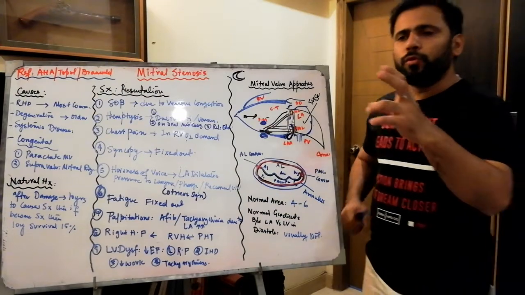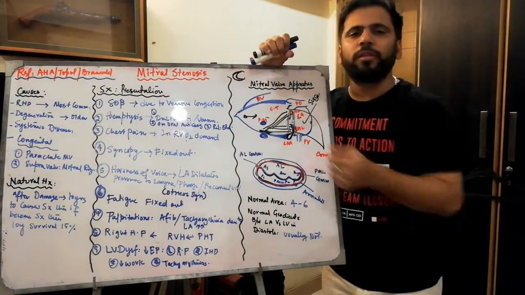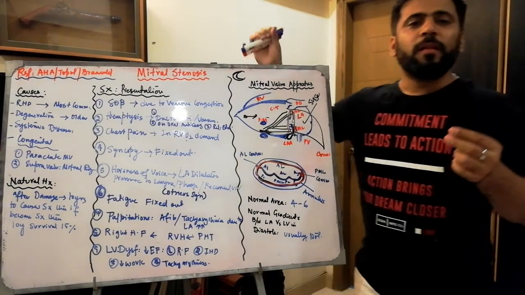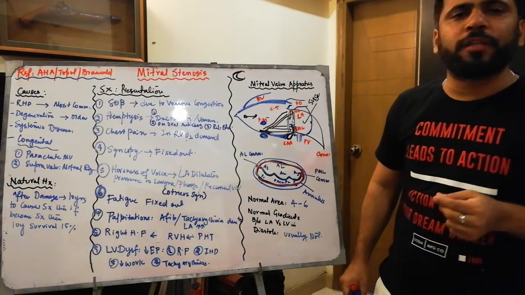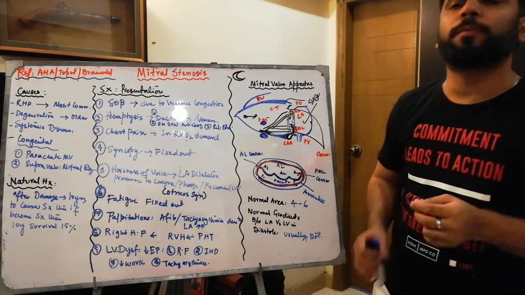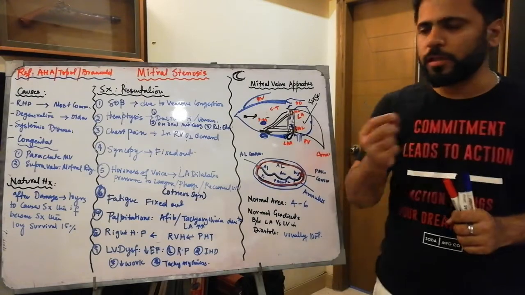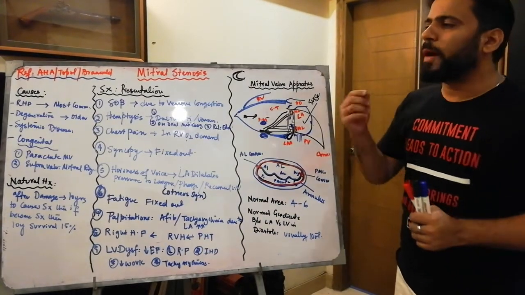Like those patients who become symptomatic with severe mitral stenosis, okay, only 50% of the patients will survive more than 10 years. The rest of the people will die within 10 years. This is the natural history of mitral stenosis.